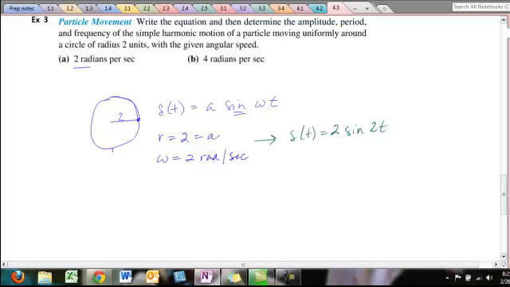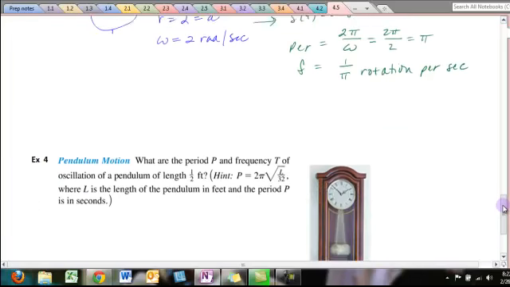We know what the amplitude is. And now what about the period? Okay, so the period is supposed to be 2 pi over w, which is 2 pi over 2. So the period would be pi. And then the frequency, remember the frequency is the reciprocal of the period, so it would be 1 over pi rotations per second. Okay? Alright, so there's an example of a particle movement around a circle.